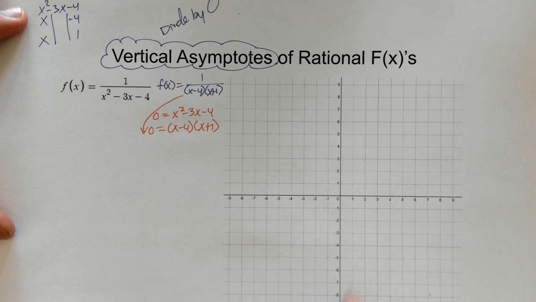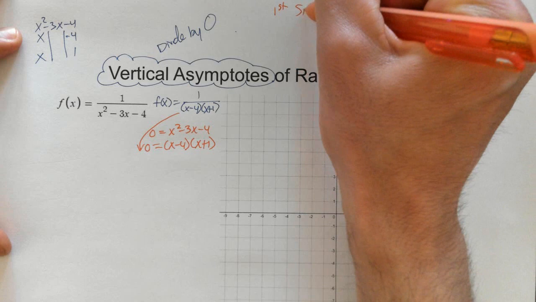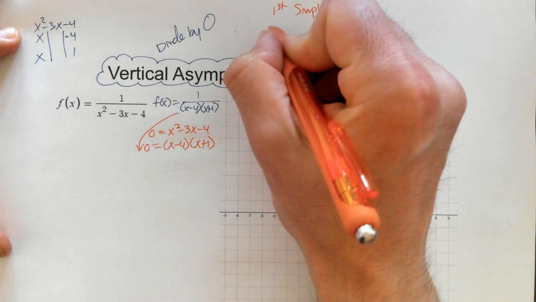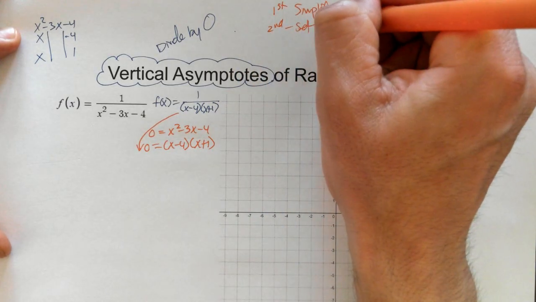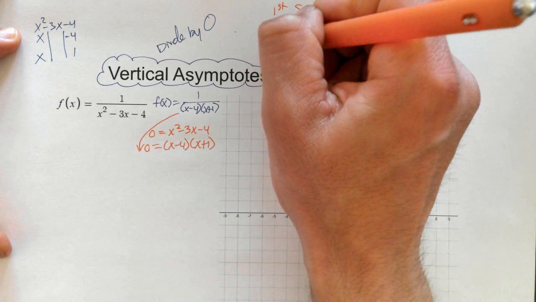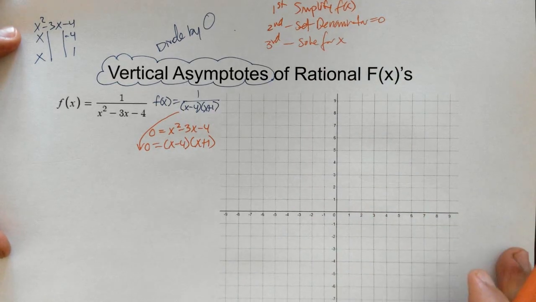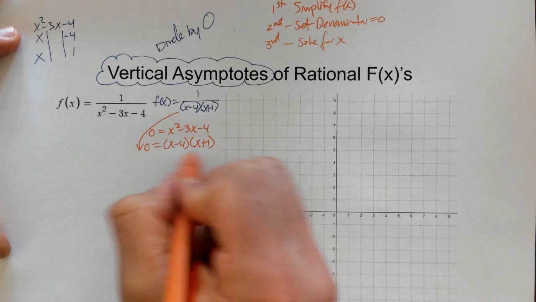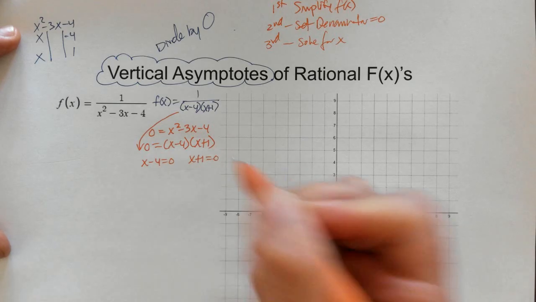Those are really the only steps. First, I would want to simplify the function. Second, I would want to set the denominator equal to 0, and my last step would be solve for x. That's really what I'm doing. I didn't have to simplify. I set the denominator equal to 0, now I can solve. I can solve these two separately, right? x minus 4 equals 0, and x plus 1 equals 0.